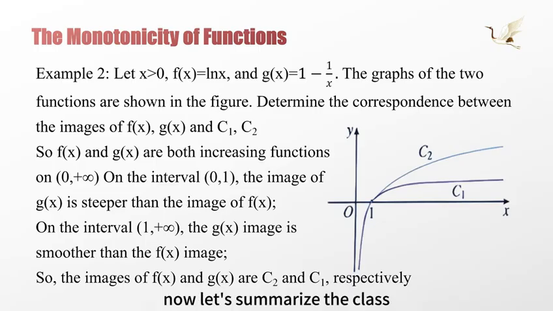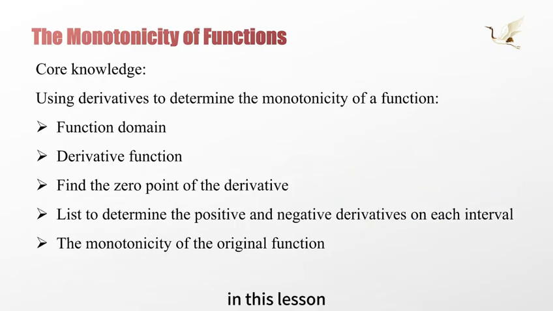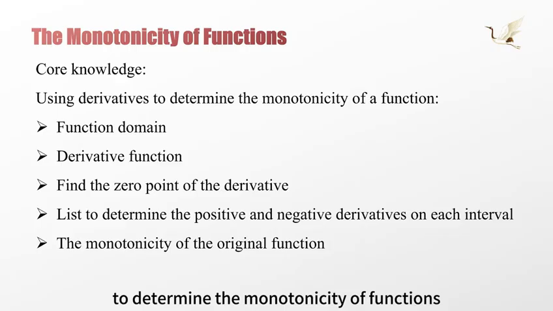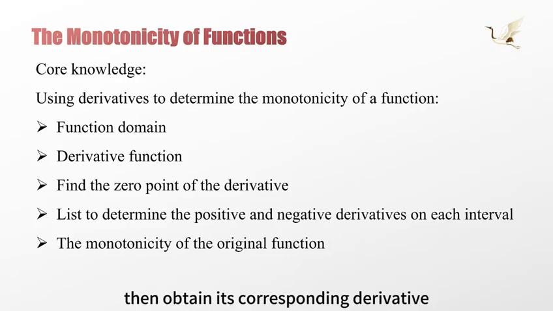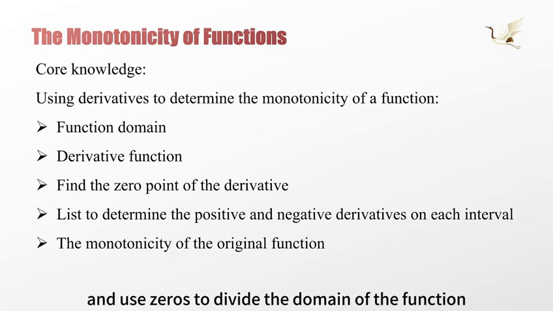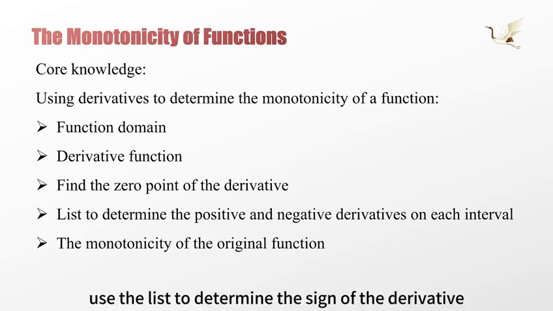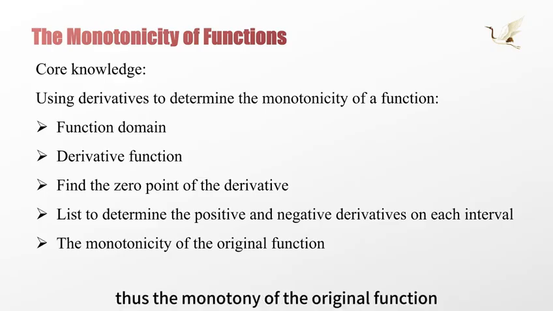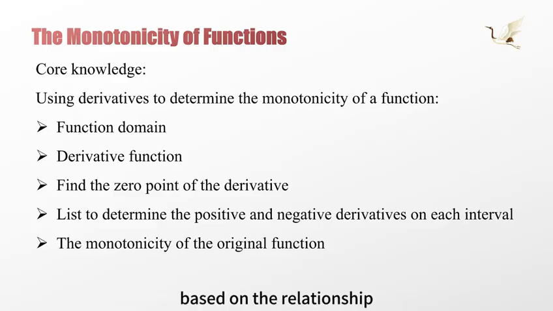Now let's summarize the class. In this lesson, we focused on exploring the general steps of using derivatives to determine the monotonicity of functions. Firstly, clarify the domain of the function. Then obtain its corresponding derivative function through differentiation, and set the derivative equal to 0. Solve for the zeros of the derivative, and use the zeros to divide the domain of the function into several intervals. Then use a table to determine the sign of the derivative on each interval. Thus, the monotonicity of the original function can be determined based on the relationship between the sign of the derivative and the monotonicity of the function.